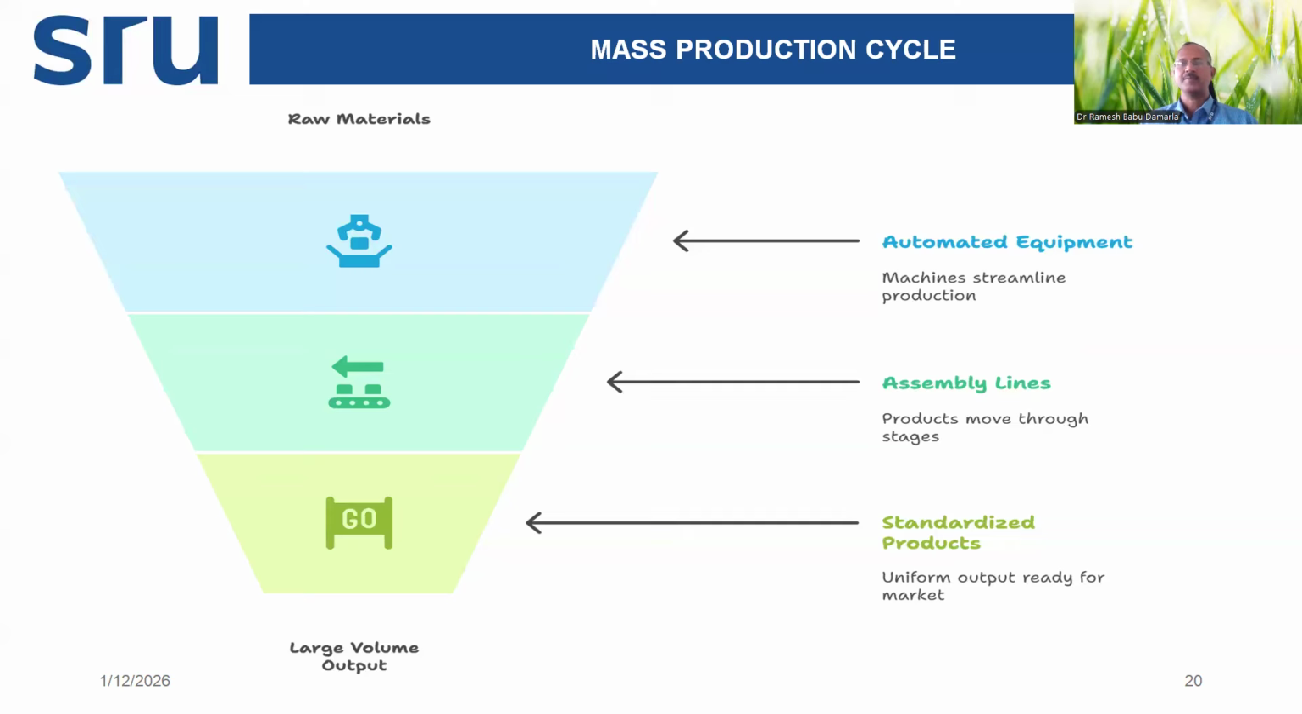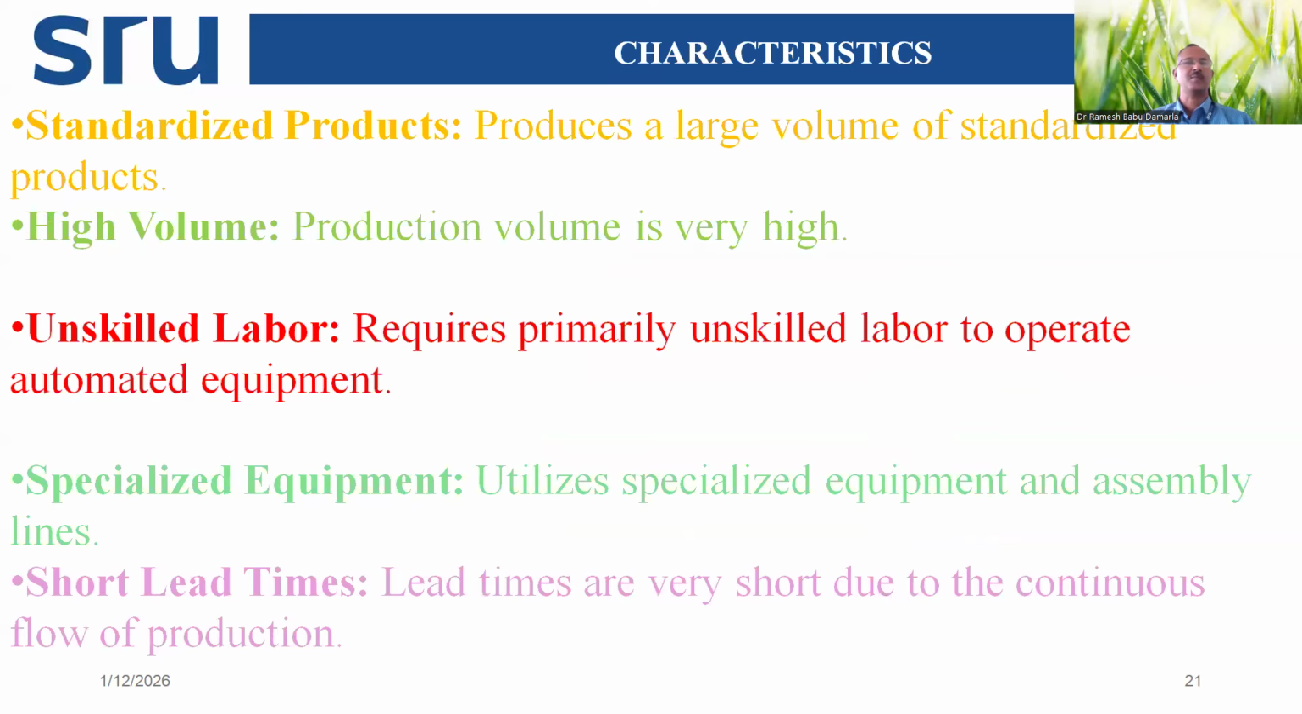Like electronic board assembly, car assembly, bike assembly, refrigerator manufacturing, television manufacturing, mobile phone manufacturing, then air conditioner manufacturing. When reputed standard companies make in large quantities, it goes through the mass production cycle. So assembly lines are used. So products move through the stages. And standardized products, okay? Because mass production suits standardized products, you should know in advance clearly how much quantity is to be made and the processes are fixed.